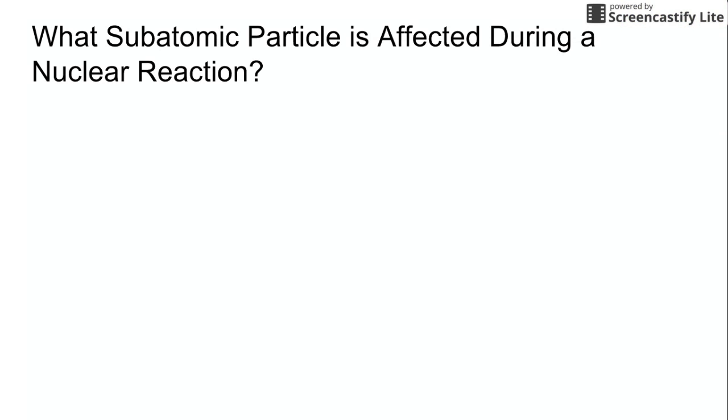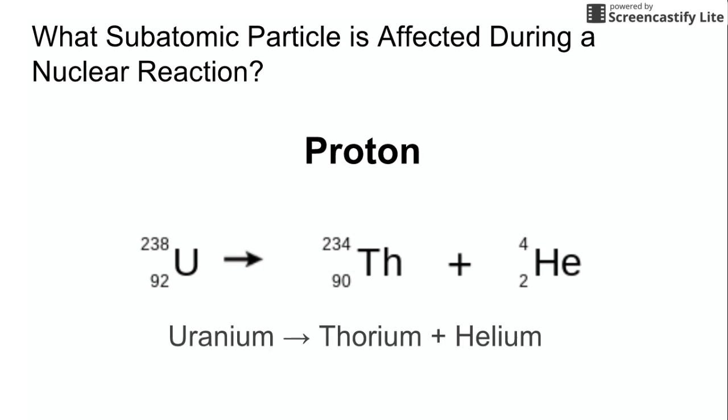So, what subatomic particle is affected during a nuclear reaction? Well, if you mess with the number of electrons, you get a different ion. If you mess with the number of neutrons, you get a different isotope. But if you mess with the number of protons, you get a different element entirely. And that is what we deal with when we're dealing with nuclear reactions. We're changing the number of protons.